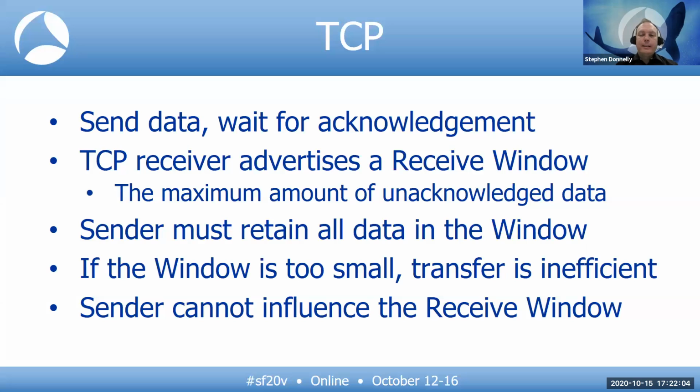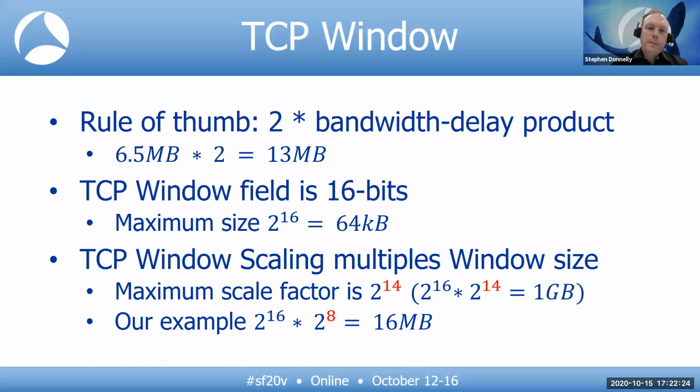Another interesting point is the sender can't influence the receive window. So there's no way for the sender to say to the receiver, hey, this is inefficient, you need to use a bigger receive window. It's entirely up to the receiver to do that. So how does the receiver know what size it should set the receive window to? There's a good rule of thumb, which is that you want the TCP window to be 2 times the bandwidth delay product. And the bandwidth delay product is just the number that we calculated before, which is the total amount of data that you can write into the link before it starts to arrive at the other side. So 2 times the bandwidth delay product is enough data to fill the link in both directions. So from the sender to the receiver, and then from the receiver back to the sender.